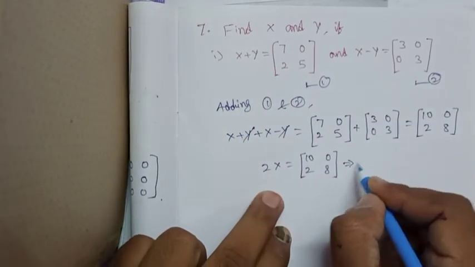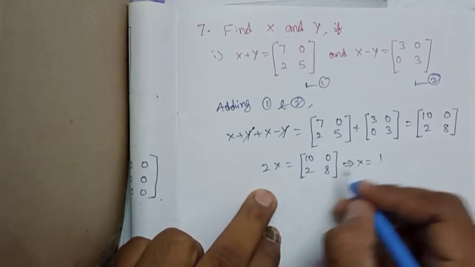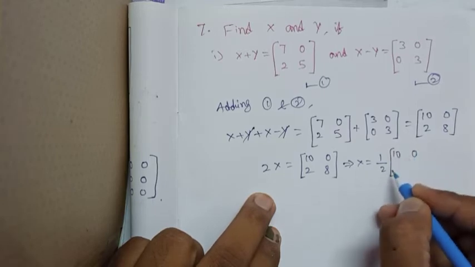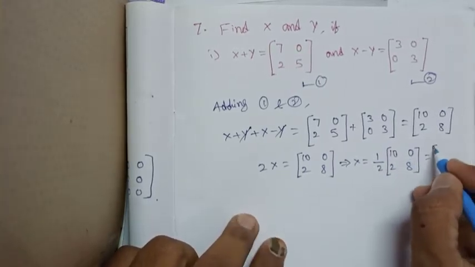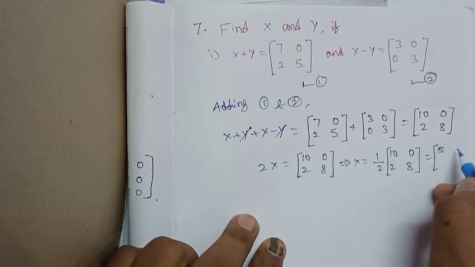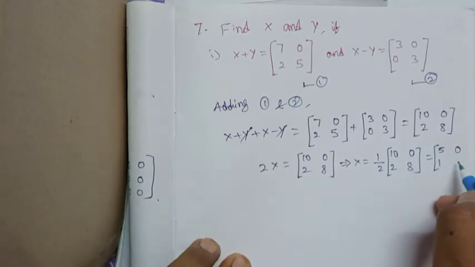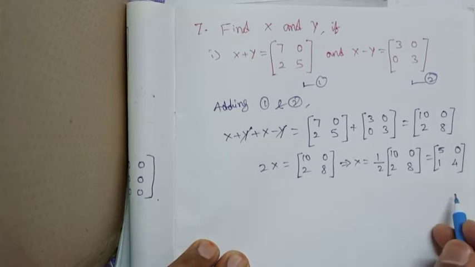So this implies x is equal to, the 2 goes to the right side, 1 by 2 into 10 0 2 8. The 1 by 2 multiplied inside, we get 10 into 1 by 2, we get 5, 0 into anything is 0, 2 into 1 by 2, we get 1, 8 into 1 by 2, we get 4. This is the x matrix.